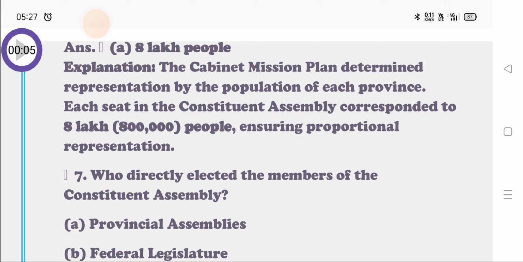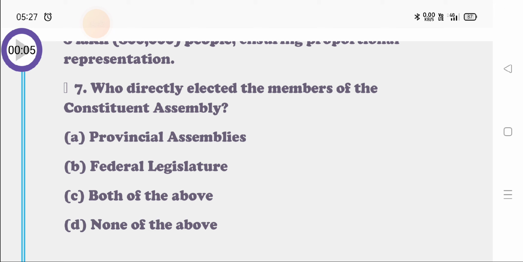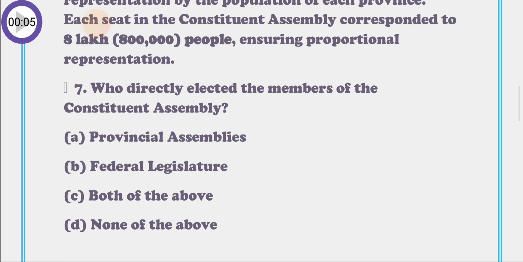Question number 7. Who directly elected the members of the Constituent Assembly? A. Provincial Assemblies, B. Federal Legislature, C. both of the above, D. none of the above.